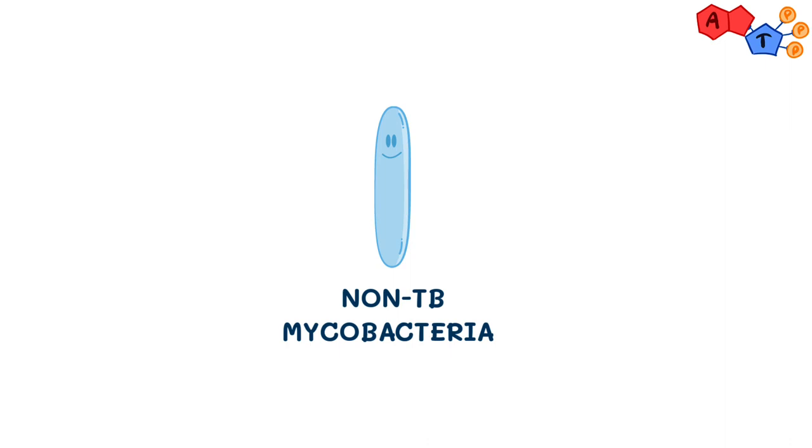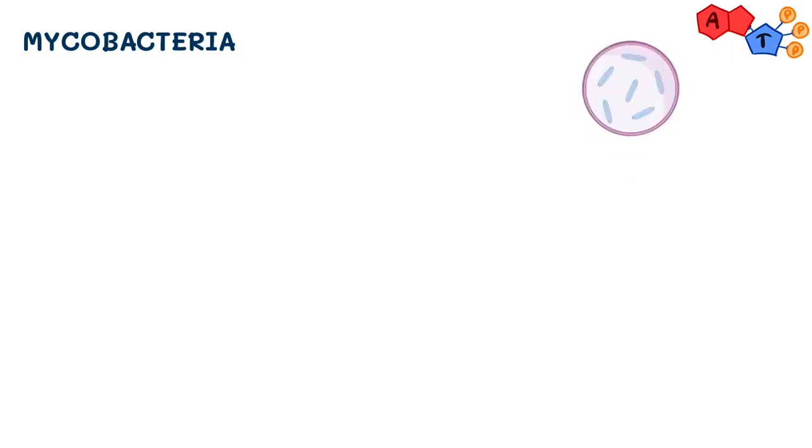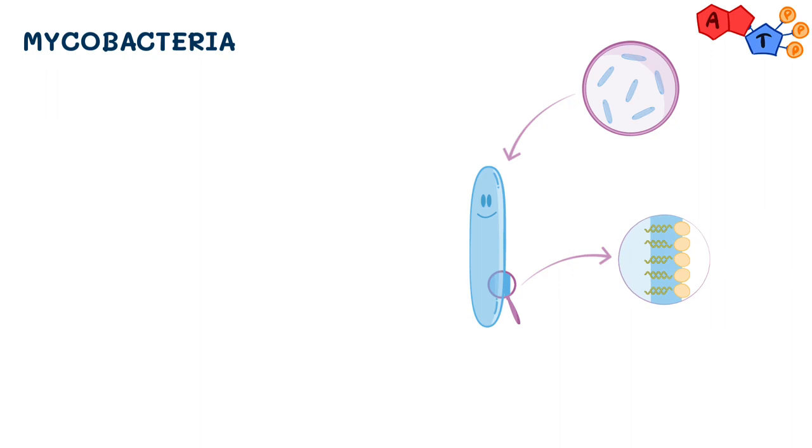If you would like to know more about Mycobacterium tuberculosis, make sure you check out our previous video in the description. Now before we start, I would like to briefly talk about Mycobacteria itself. It's called Mycobacteria because it contains a unique substance in its cell wall called mycolic acid. Mycolic acid contains lipids, making the cell wall of the bacteria a lipid-rich cell wall.